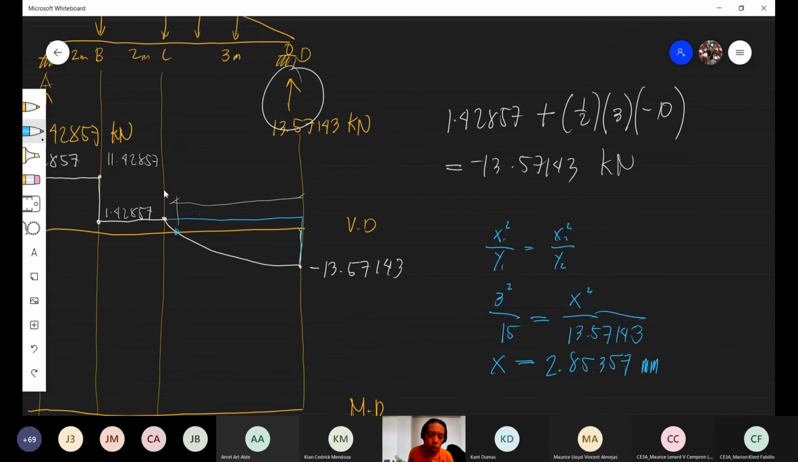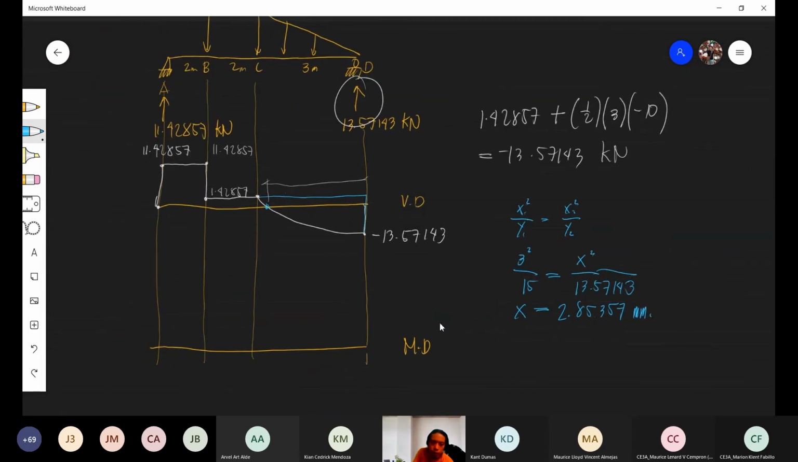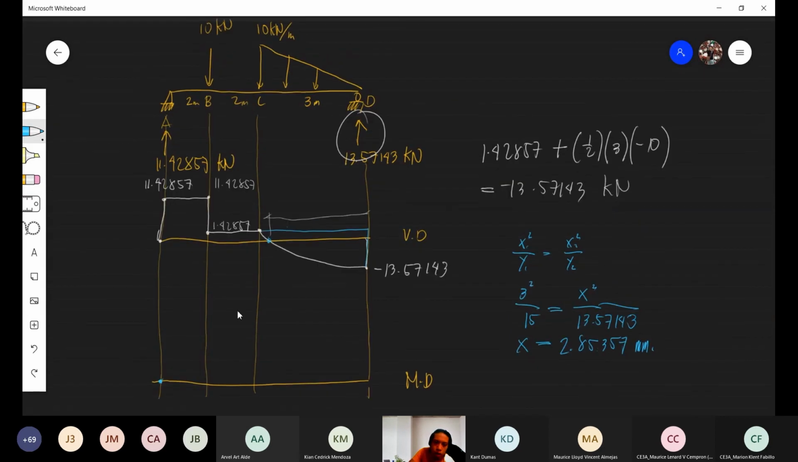Okay, this is from the right support. Now we can draw the moment diagram. Of course, we start at 0 unless there is an applied moment in the load diagram. If there is an applied moment, it would jump to 60. Since there is no applied moment, only forces, we start at 0. Then the next point is this point.